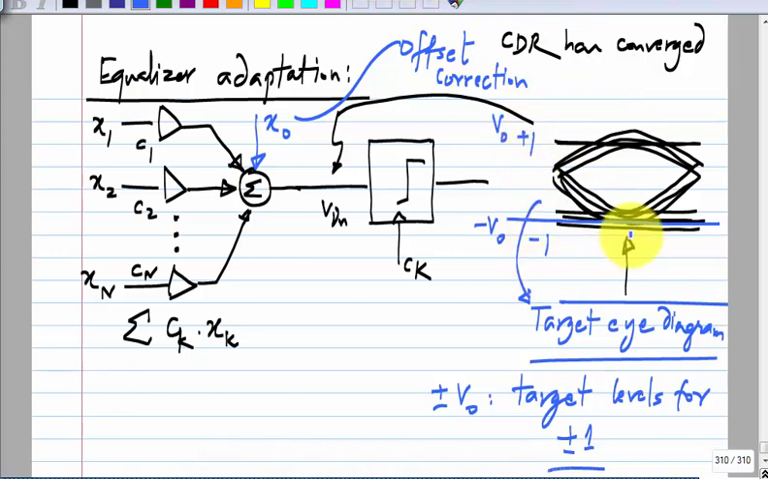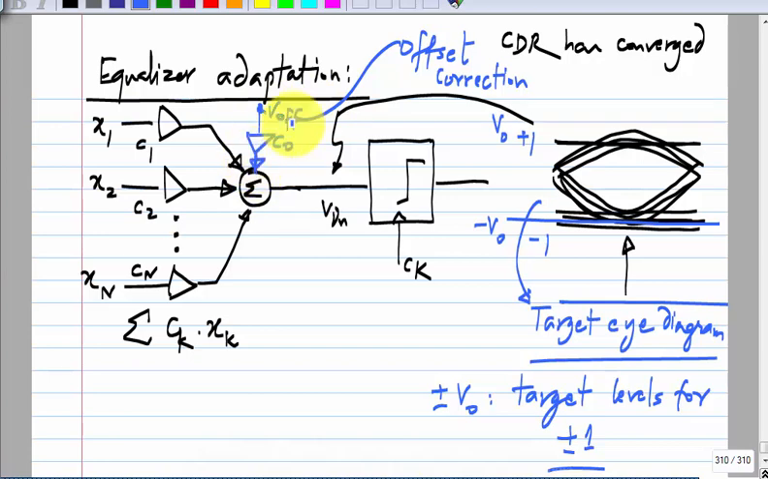So when I say I want to adapt, or maybe let me not do this, I will call this C0 and this is some fixed voltage, okay, V offset or something, okay.